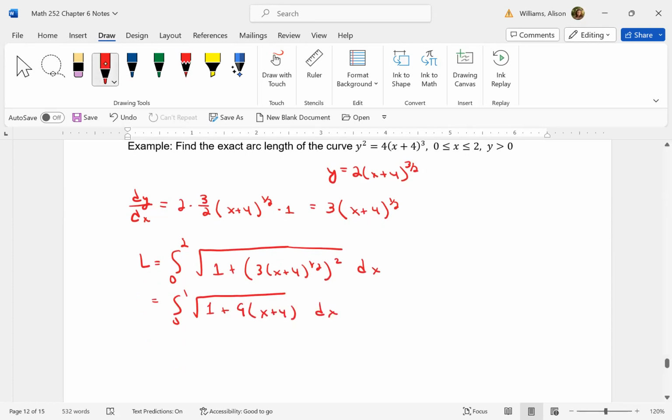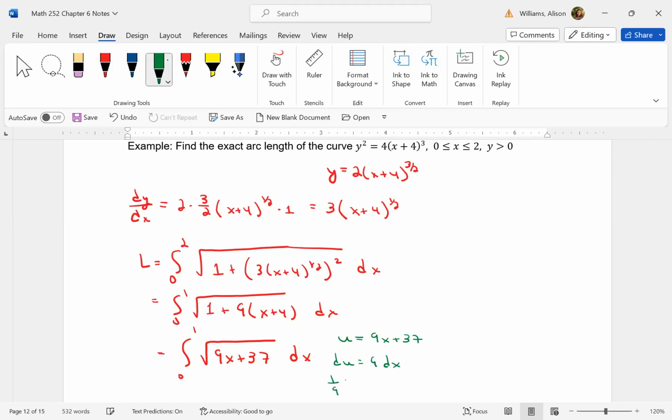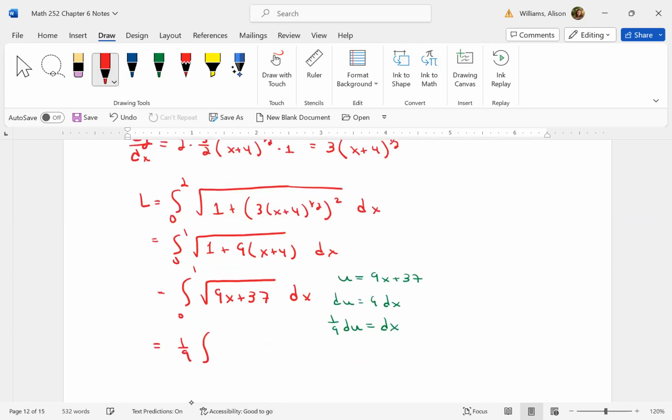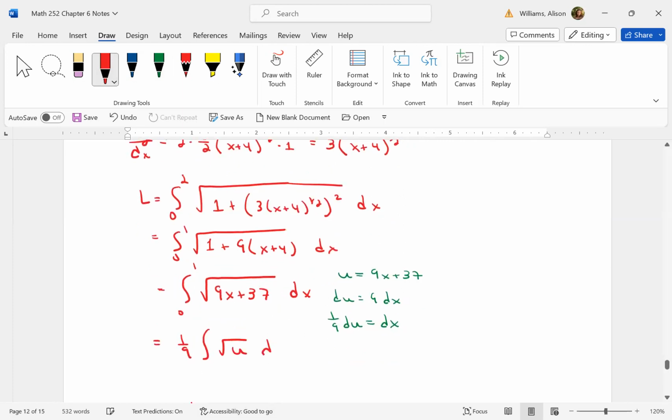9 for squaring the 3, distribute. So that's going to be 9x plus 36 plus 1, which is just 37, from 0 to 2. Okay, and then we could just do a simple u substitution. u equals 9x plus 37. du is just 9 dx, or 1/9 du equals dx. So putting that in, I'll put the 1/9 out in the front. I'll change the limits in a second. Square root of u du.